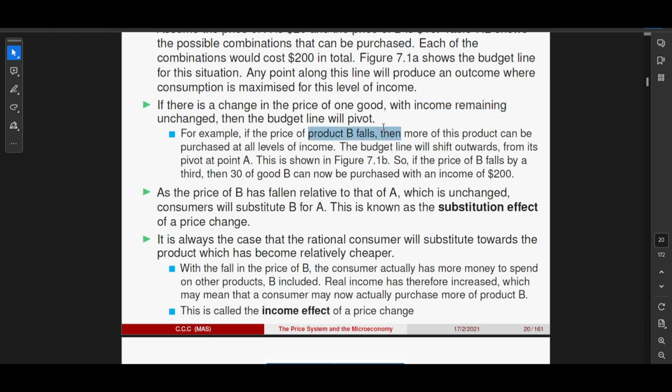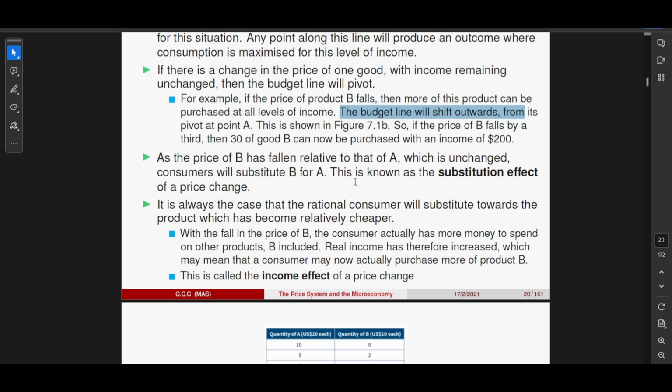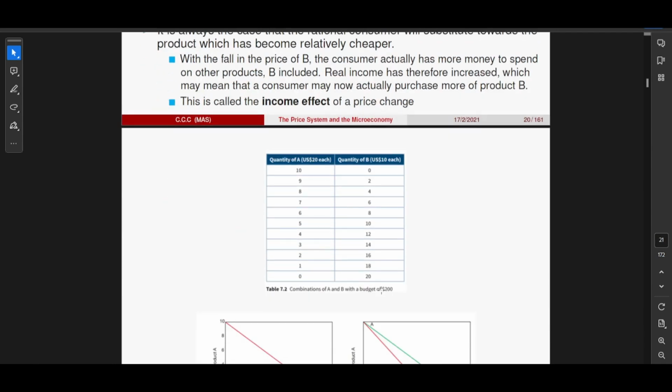So, for example, if the price of B falls, then more of this product can be purchased at all levels of income. The budget line will shift outwards from the point at A. This figure is 7.1b. So what do we need to understand here? We have the quantity of products that can be bought for $20, and the quantity of products that can be bought for $10, right?